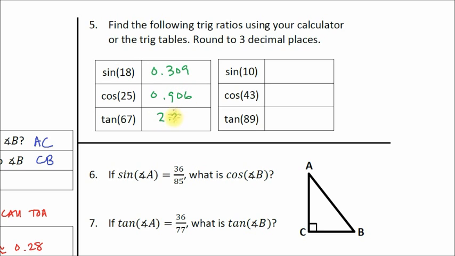0.906, 2.356, 0.174, 0.731, and 57.290. Now, just to keep in mind, tangent can get to be a very big number. Your sine and cosine will always be less than 1 because the hypotenuse is always the biggest side, but tangent can get small and also can get very, very large.